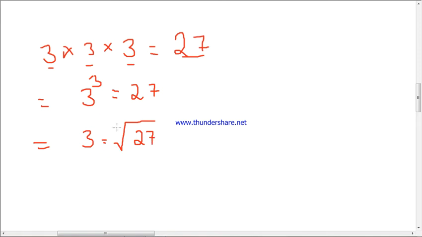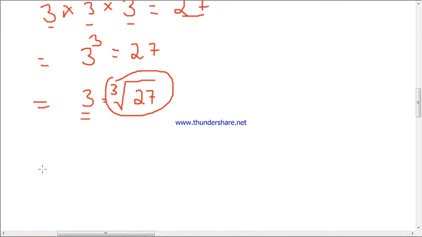Now how do you write cube root? This 3 will go this side and become this sign, and the number 27, the radicand, in total is called the cube root. The cube root of 27 is nothing but 3. You do understand?